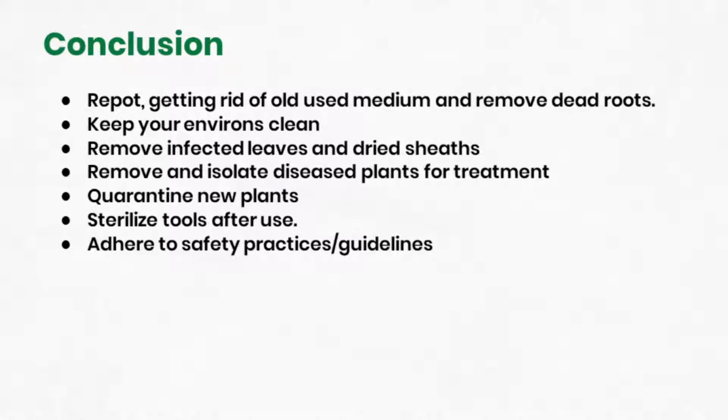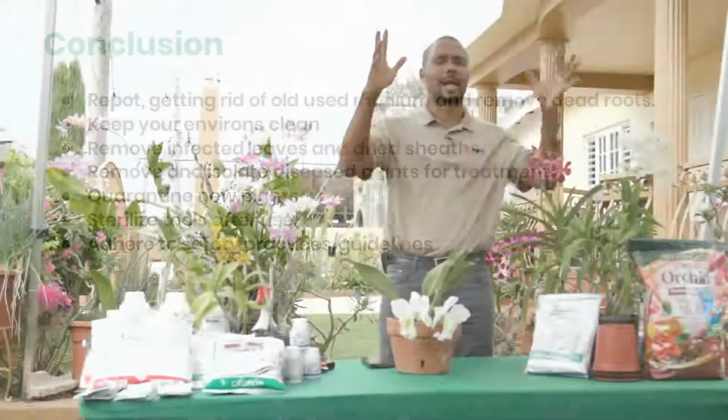Keep your environment clean. Sanitation, I mean, once you have good sanitation practice, that will mitigate about 90% of your orchid diseases. So good sanitation is of primary importance. Remove infected leaves or infected portions of your plant in an effort to prevent spread or transmission of a disease-causing microbe. Remove and isolate plants. Quarantine new plants and observe. Sterilize tools, as I highlighted earlier. And of course, last but not least, adhere to your safety practices.